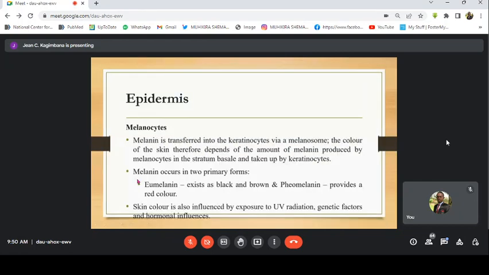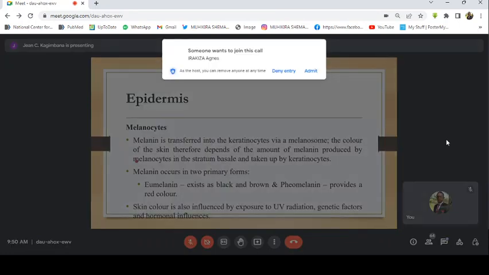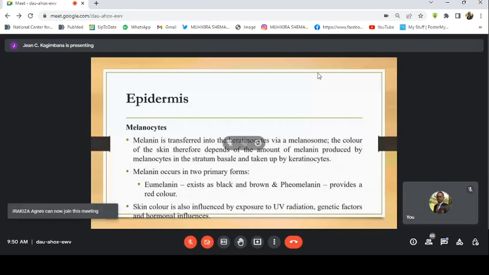Then this melanin is transferred into keratinocytes via melanosomes. The color of the skin therefore depends on the amount of melanin produced by melanocytes in the stratum basale and taken up by keratinocytes. Okay? Now, the more melanosomes you have, the bigger the quantity of melanin. Okay?